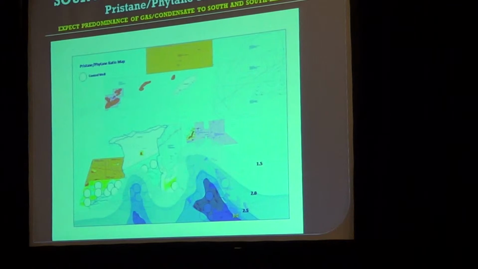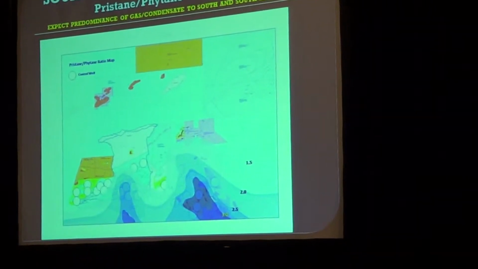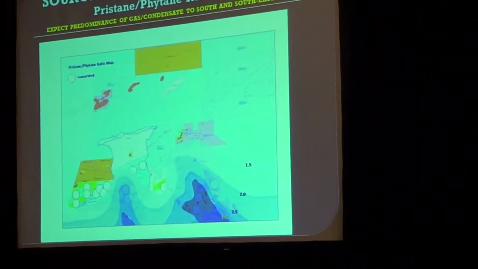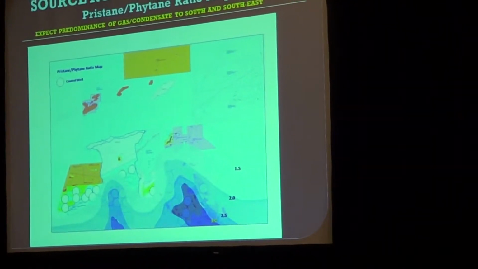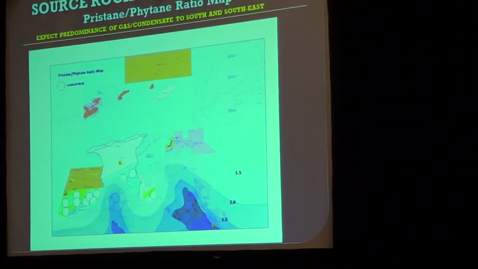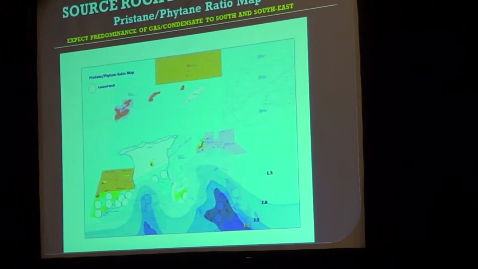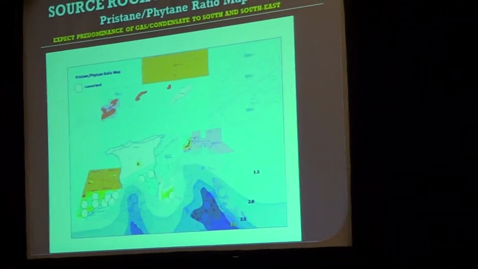As you can see, it's a wide data set that we're working with, covering virtually every oil and gas condensate field in the entire country. So there's no question of the validity of what we're talking about here. We can assume that in the areas where the pristane phytane ratio is 2 or less, we're going to see a predominance of oil from a pure marine source.